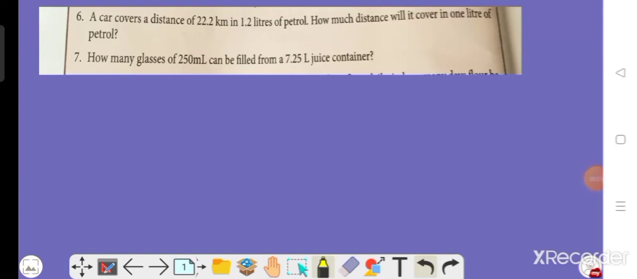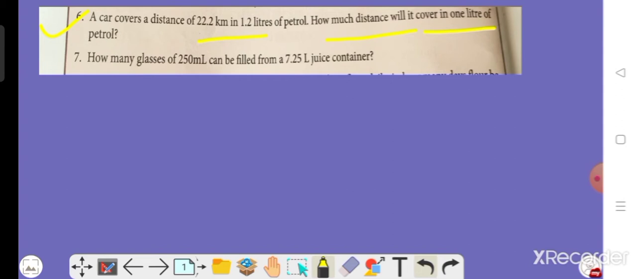As you all know, in the previous video we have completed our exercise 3.5 up to question number 5. Today we will do the remaining questions. So look at question number 6. A car covers a distance of 22.2 km in 1.2 liters of petrol. How much distance will it cover in 1 liter of petrol?